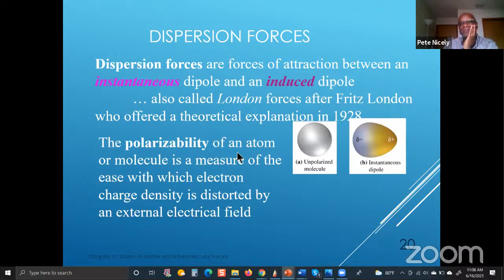And basically this is the explanation right here. So let's say you have a nonpolar molecule, right? Unpolarized, no separation of charge, all right? Then because the electrons are always moving, if you could take a snapshot of the molecule at one instance, you'll find what is called an instantaneous dipole being formed, where temporarily the electrons will accumulate on one side, making that side negative, and the other side will be partially positive.